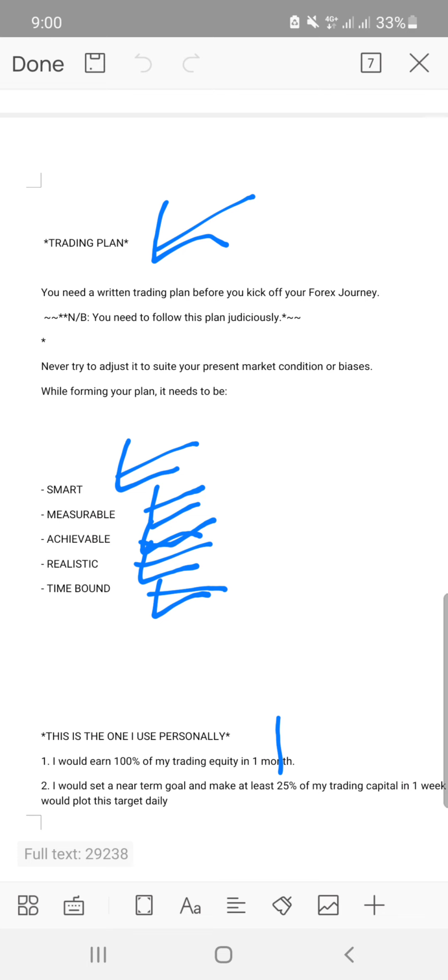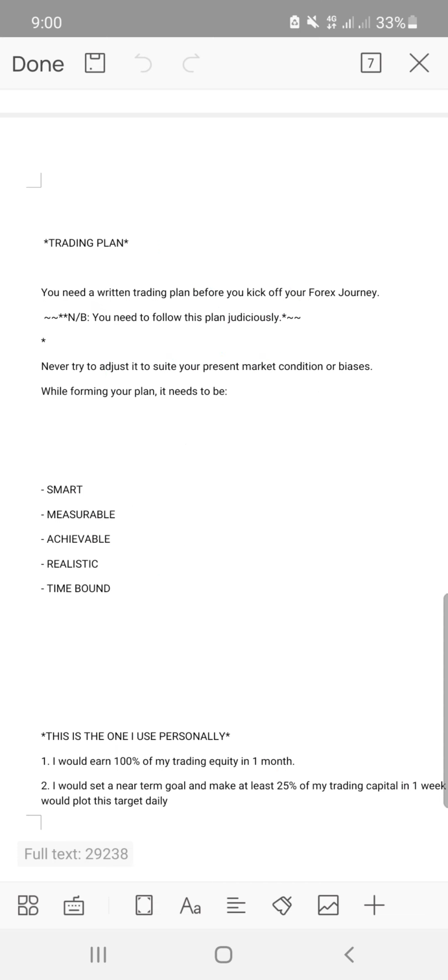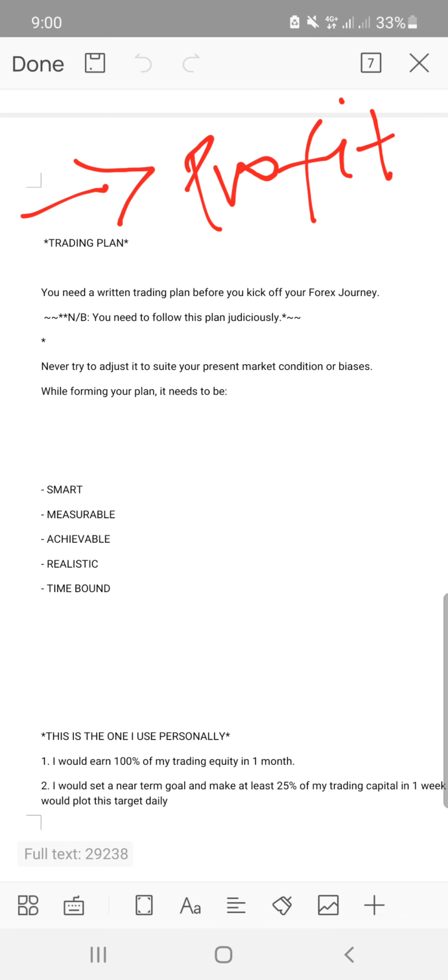Let me explain some. For you to be a good trader, you should be able to know exactly how much your daily target is, how much your weekly target is, and how much your monthly target is. Now, apart from that, you must also know the amount of money you are willing to lose. You have profit targets, and how much you are willing to lose. Just in case the market goes against you, how much are you willing to lose?